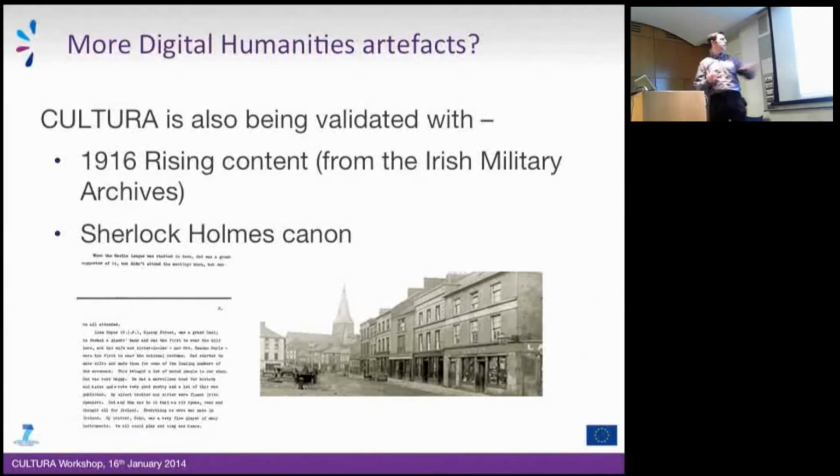We're also looking at the Sherlock Holmes canon. It's a very different kind of domain. It's not a historical resource, but it has similar challenges: people, places, events, dates mentioned in this text. So how can we work with that material?